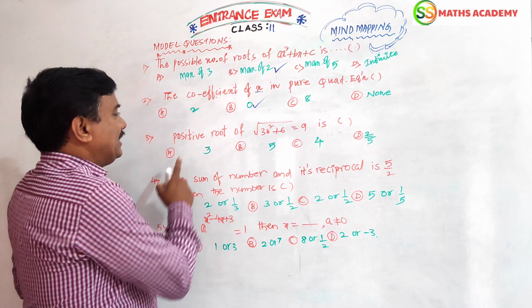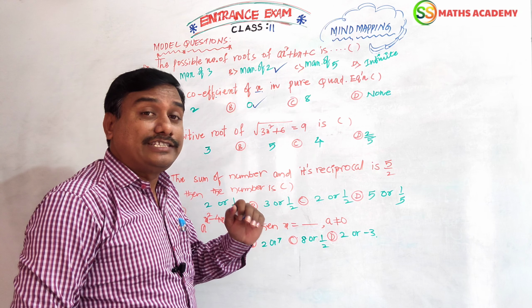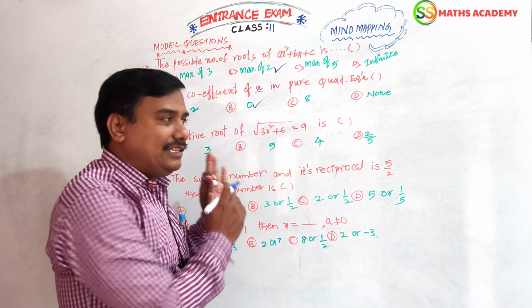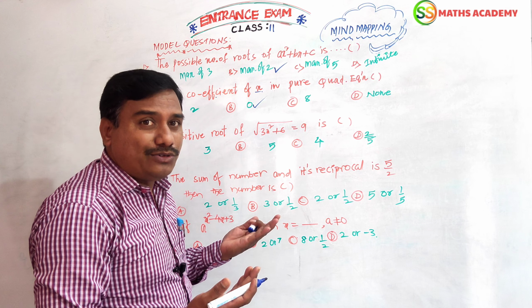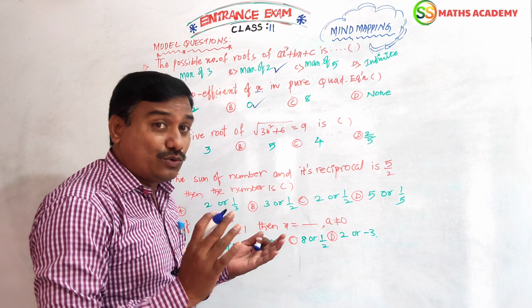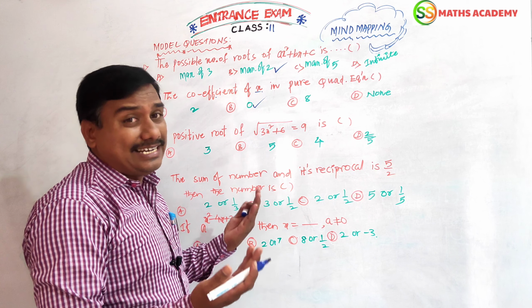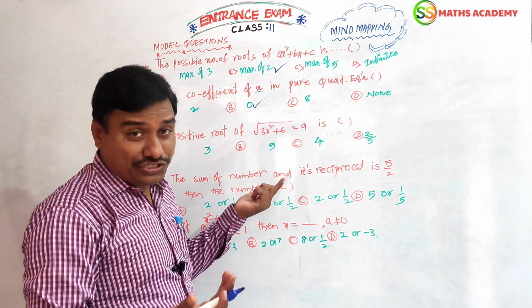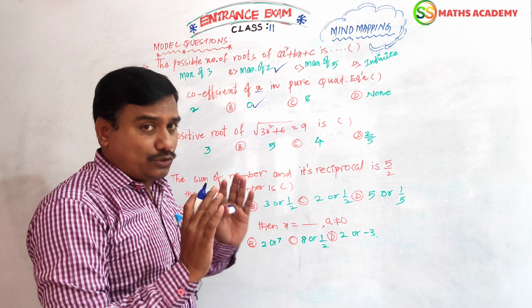Remember. Next, the positive root of the square root of 3x square plus 6 equals 9. In this, which value do we have to substitute? Then you will get 9. Better to go by answer to question. The general method also: squaring on both sides. I want to tell you 2 methods.